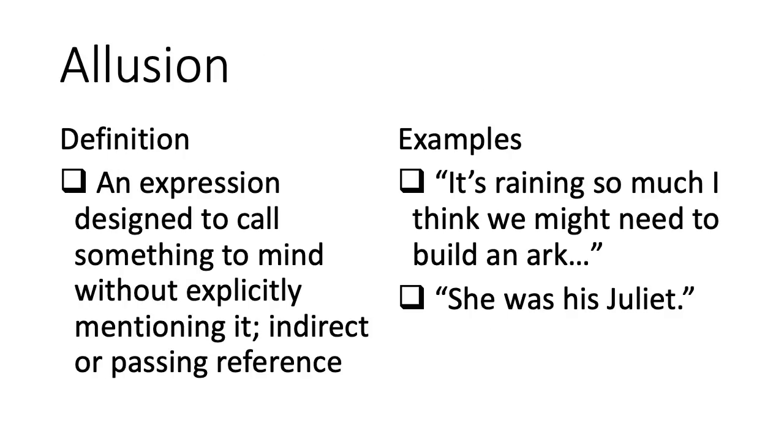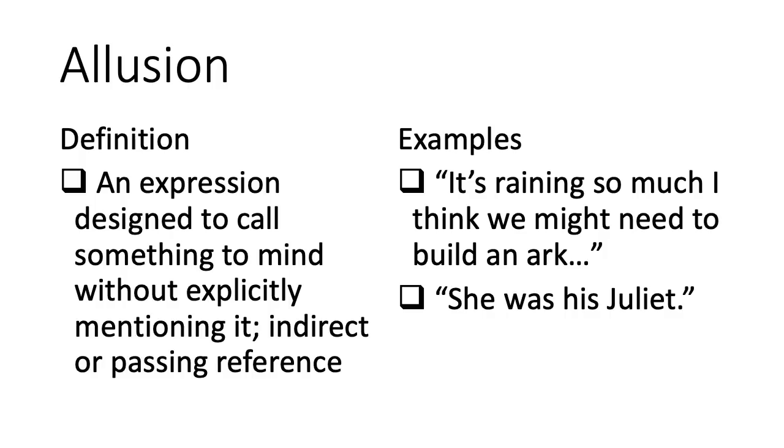Allusion. An allusion is basically something that indirectly references something, or references something but doesn't explain the entire thing. So, "It's raining so much that we might need to build an ark" is of course a reference to Noah's Ark, the story from the Bible. You don't have to explain the whole story, it's just a mention of it or a reference.